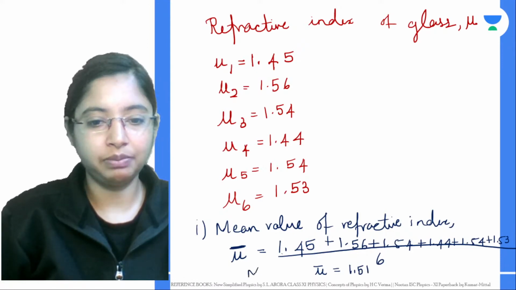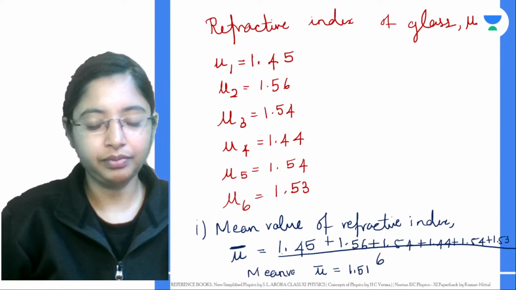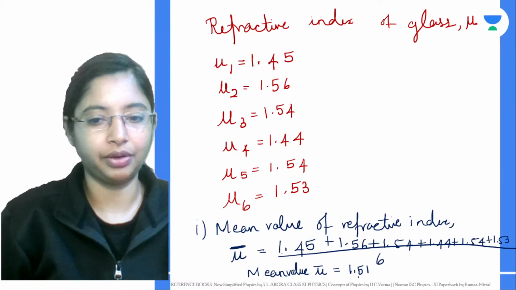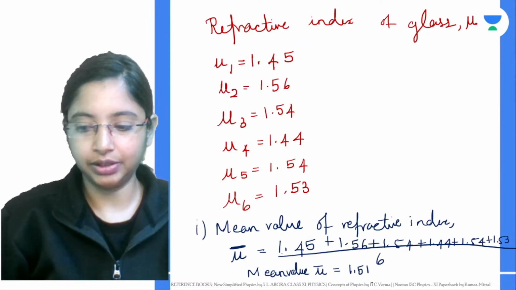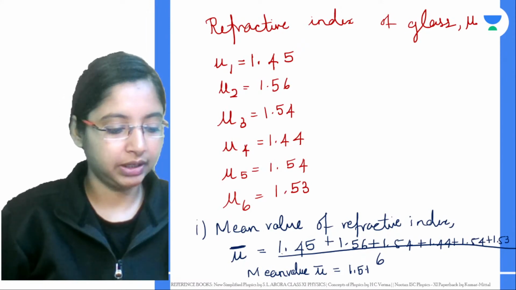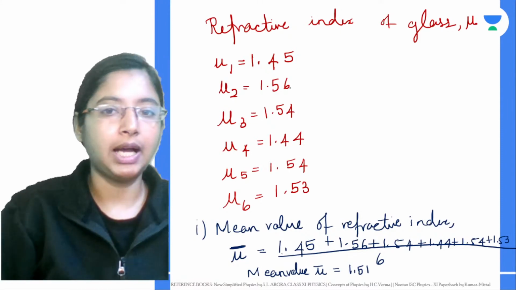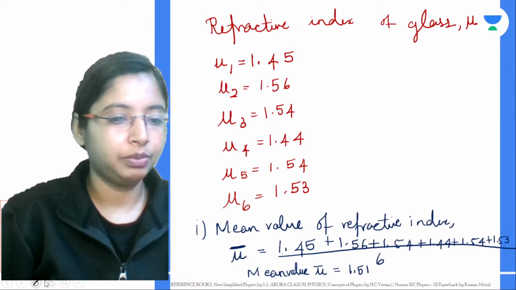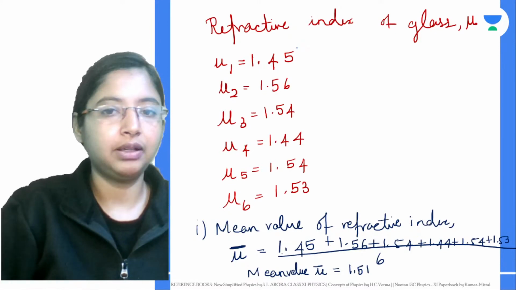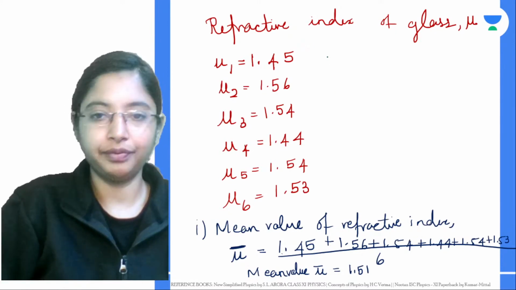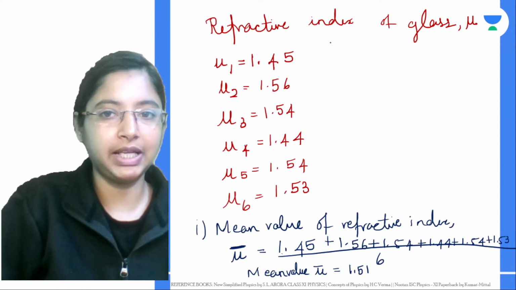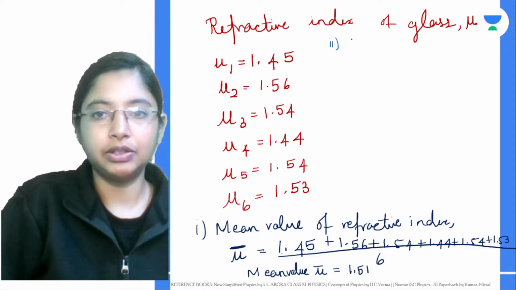Now this is the mean value of refractive index, 1.51. That is right, Praveer. Now what will be the absolute errors? When you're talking about absolute errors, we take it for each of them. We found the mean value, that is one case. The second case is we want to find the absolute errors, so we take absolute errors for different measurements.